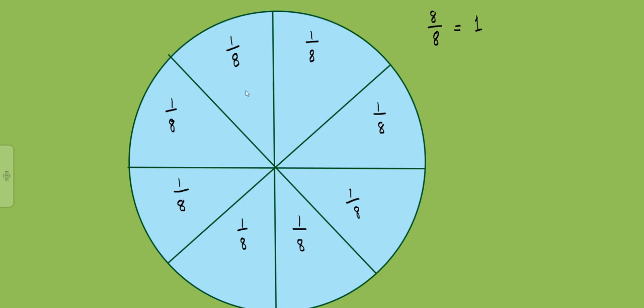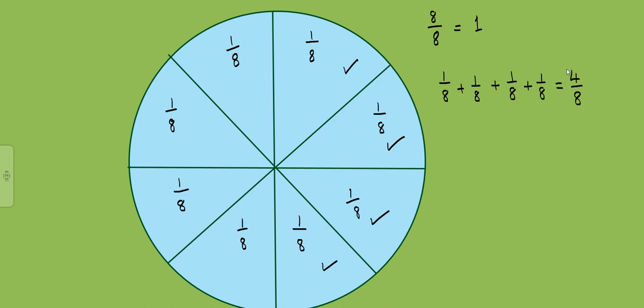So if we're adding, let's just say we're going to take this one, this one, this one, and this one. So we can write that as 1/8 plus 1/8 plus 1/8 plus 1/8, and altogether we have 4/8. So again, we can see we're adding the numerator and the denominator is remaining the same.